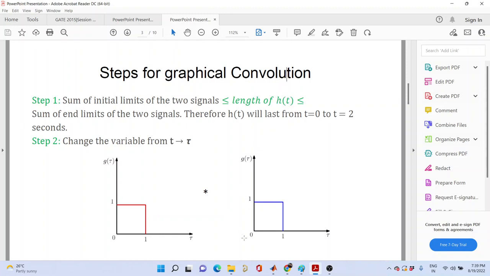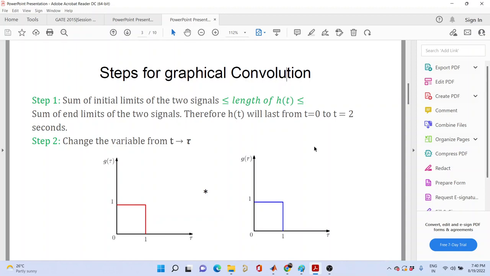So what about the starting point of h(t)? That would be the sum of the starting points of these two signals, that is 0. What is the ending point of h(t)? That is the sum of the end points of these two signals, that is 1 plus 1, that is 2. So from the first step, we can say that h(t) starts from 0 and ends at 2.